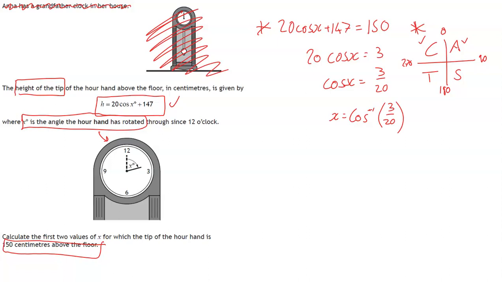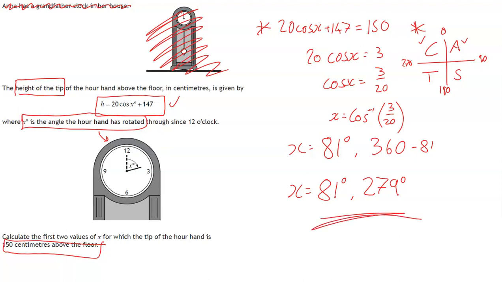So if I did cos minus 1 of 3 over 20, I'm going to get x equals 81 degrees. So there's my solution in the A section. And I'm going to get a second solution, which is 360 take away the 81. So my two solutions are 81 degrees and 279 degrees. I've rounded these to whole numbers. If you kept them with decimal places in, you'd be perfectly fine as well. But that there is the solution.